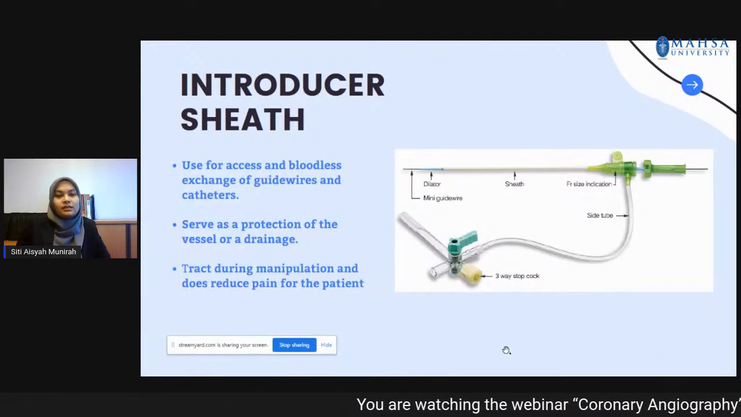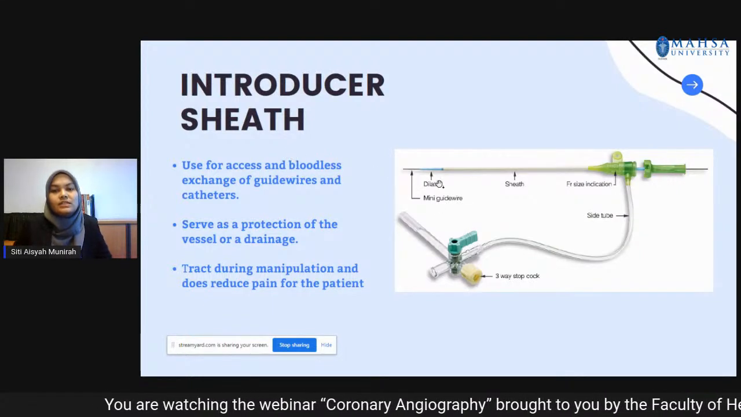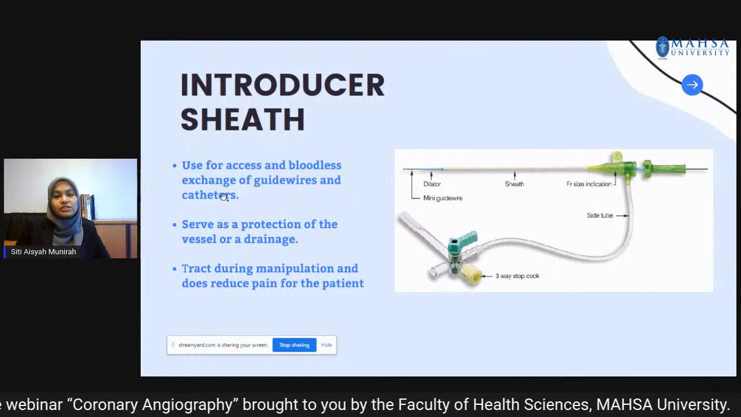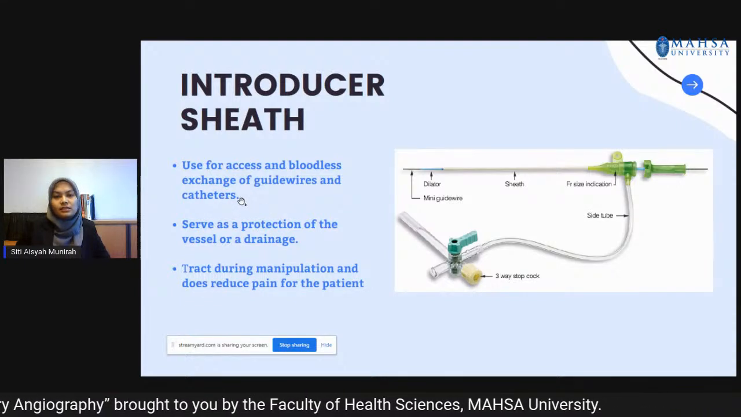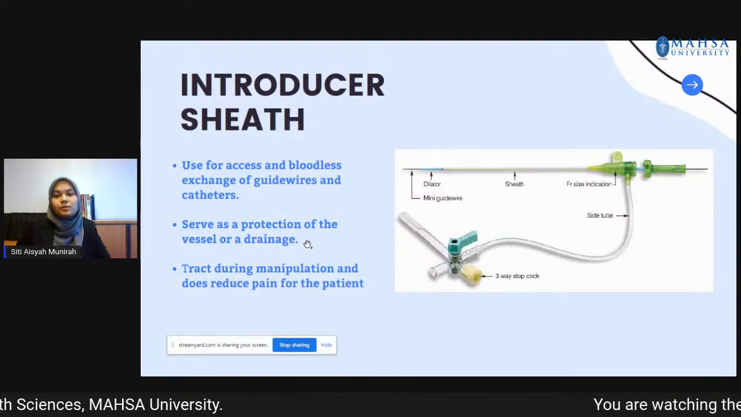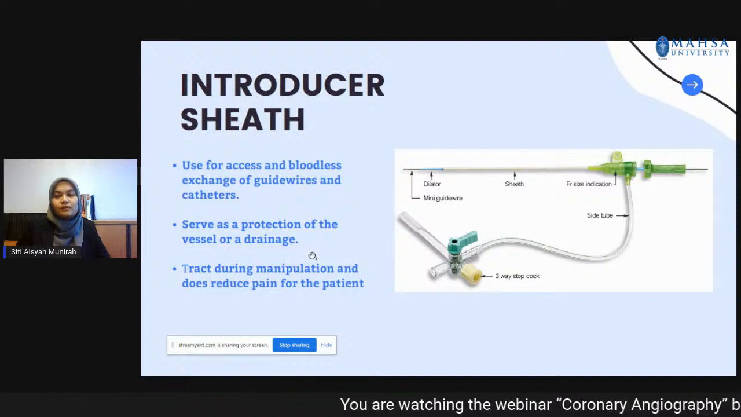Okay, the next item is the introducer sheath. This is used for easy access and bloodless exchange of the guide wire and catheter. It also serves as protection of the vessel, and also as drainage. It also provides a pathway during the manipulation and reduces pain for the patient.